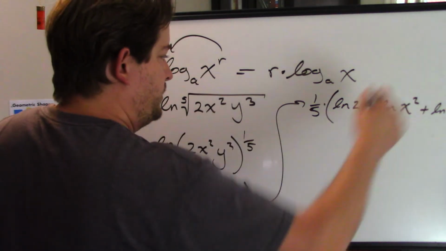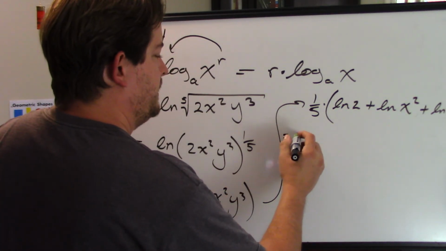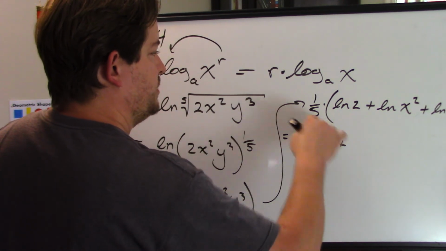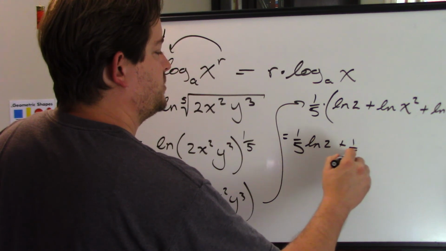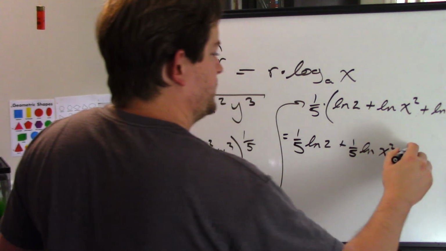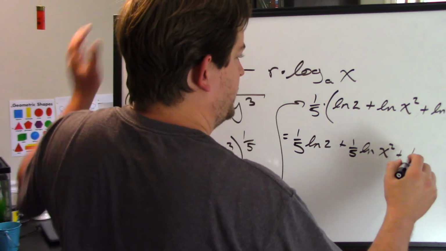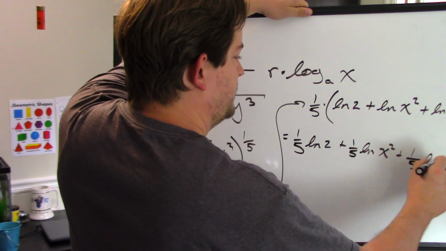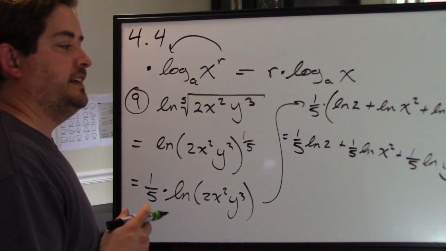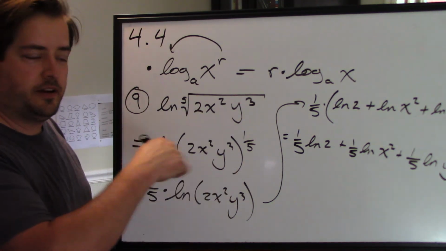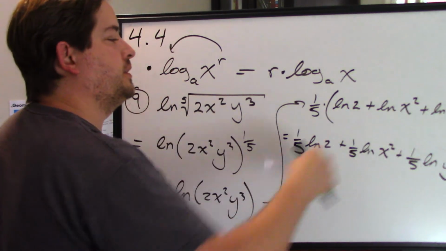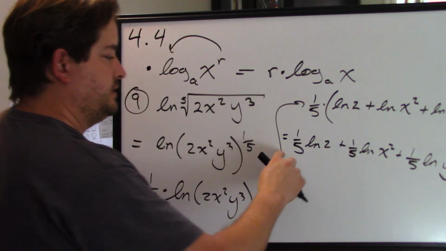So I'll take the 1/5 and distribute it through. So that's 1/5 multiplied by the natural log of 2 plus 1/5 times the natural log of x squared plus 1/5 times the natural log of y to the third. Now the last thing that I have to do is make sure that all exponents come out as powers. So x has an exponent that needs to come out, y has an exponent that needs to come out. The 2 is fine.